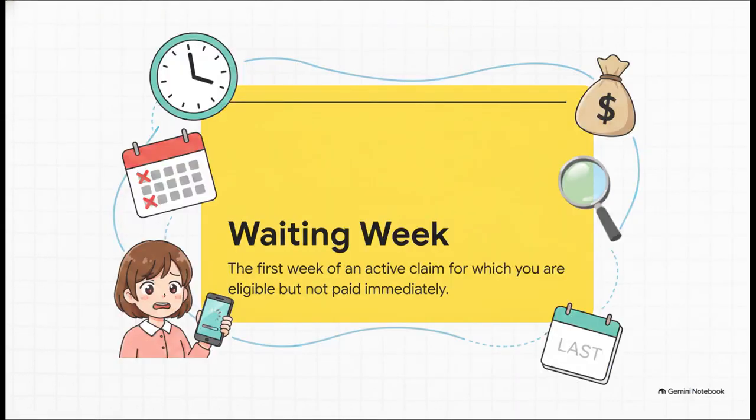And that brings us to the infamous waiting week. Missouri actually requires a 1-week unpaid waiting period per claim year. It's the very first week of your active claim where you are completely eligible, but you will not be paid immediately. So please do not panic when you don't see funds for week 1. You still have to file your weekly certification for this week, and the compensation for it is usually held and then paid out as the very last payment on your regular claim.